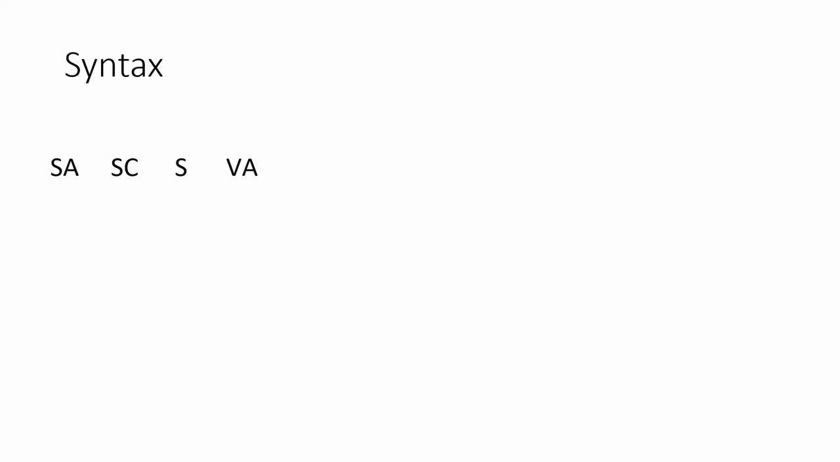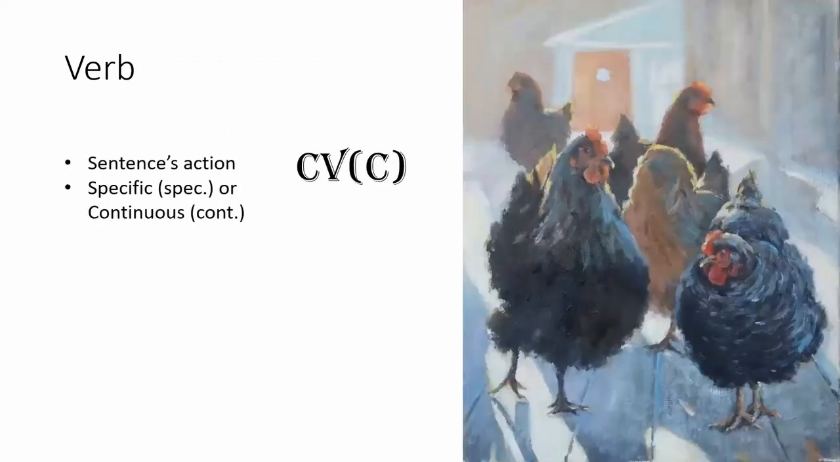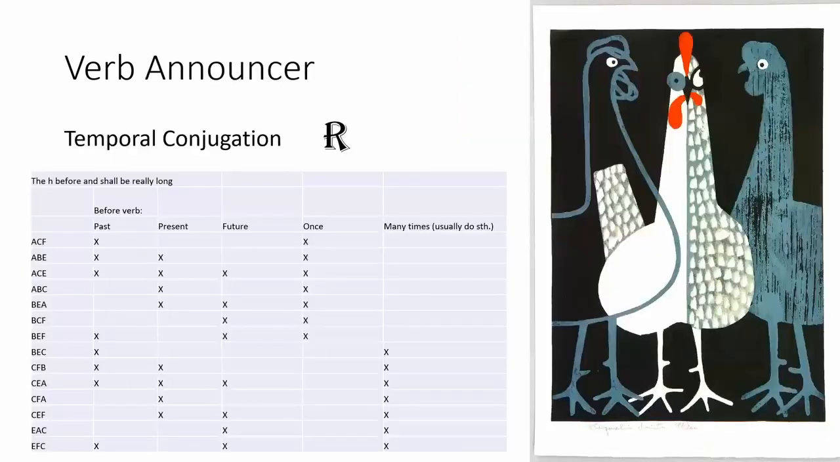Then there's always the verb announcer. It has the verb's tense and recurrency information. There's 3 tenses, past, present, and future, and 2 recurrencies, once and many times. Each announcer is a mix of them. There are 2 kinds of verbs, continuous and specific. Continuous verbs express a constant state that an action portrays. Its verb announcer conveys what time areas it reaches.